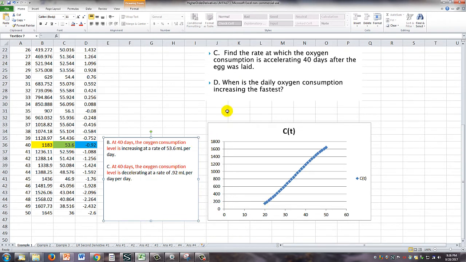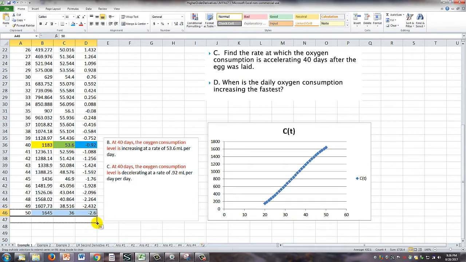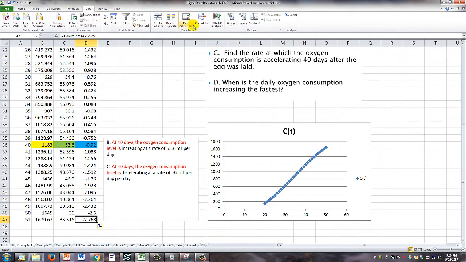Okay, so the last question is, when is the daily oxygen consumption increasing the fastest? And so that's looking for this point of inflection where it changes from concave up to concave down. And the way that you find that is by goal seeking the second derivative to 0. So you find when it's changing the fastest, when it's increasing the fastest by goal seeking the second derivative to 0. So that's what we'll do here.